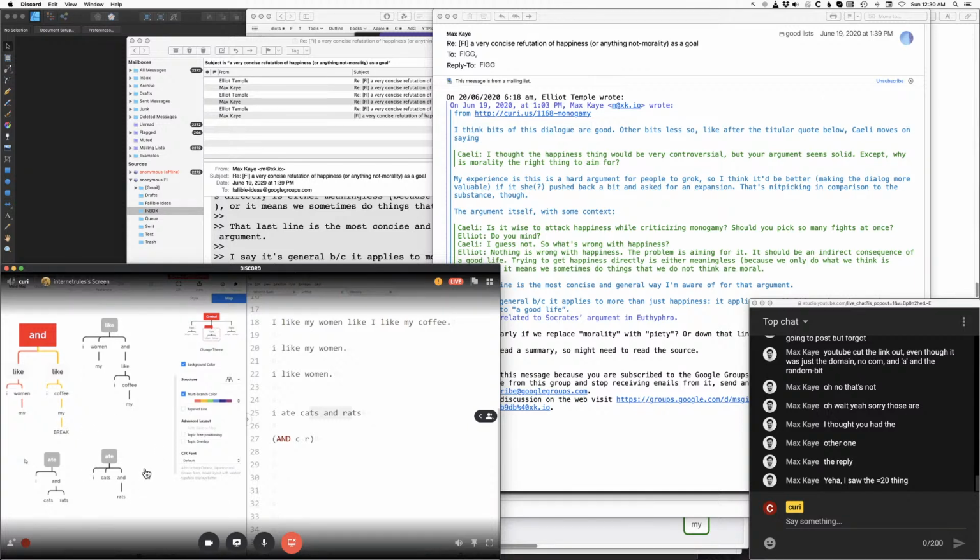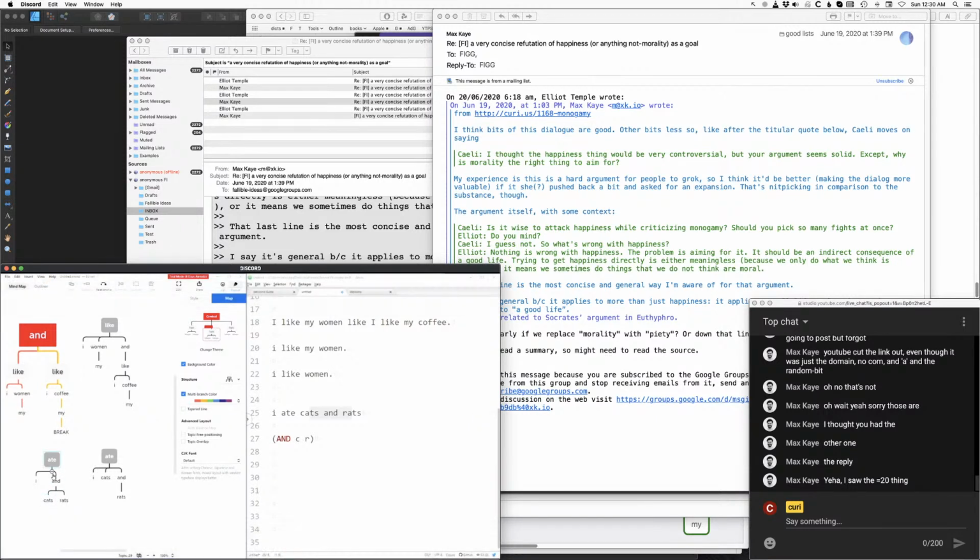Okay, so what's this? This is saying that he ate cats and rats, like cat rats equal cat rats. It's like that's what he ate. Yeah.